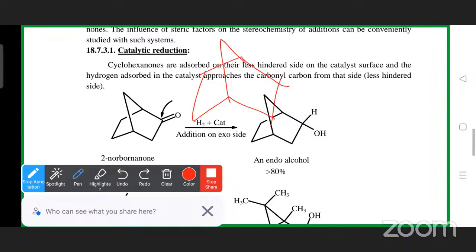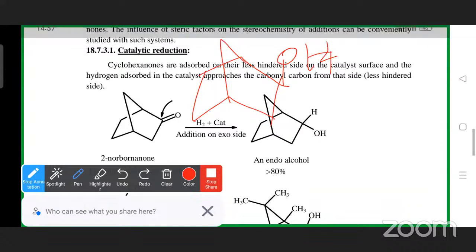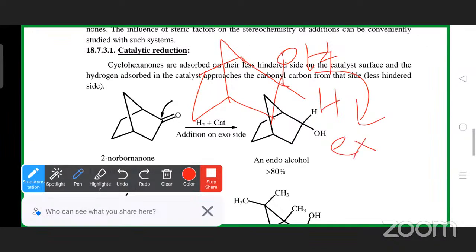So this is exo alcohol and this is endo alcohol. Now you see this endo alcohol is resulting from the exo attack or the exo addition here, and exo alcohol is resulting from the endo attack of the hydrogen.